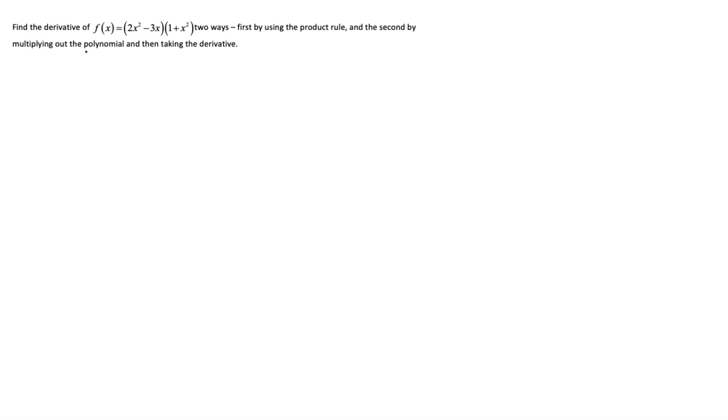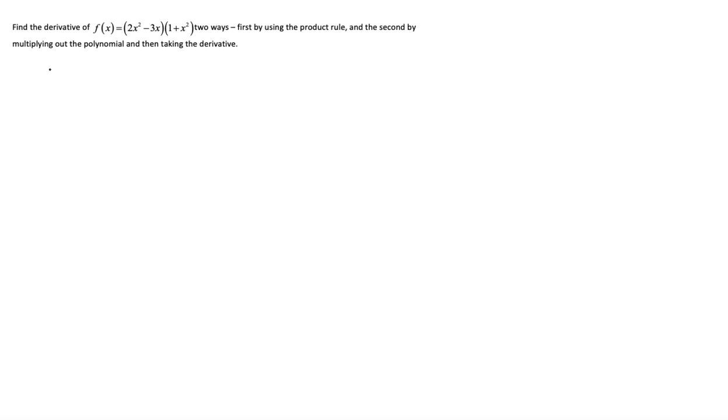All right, we want to find the derivative of this function. We've got f of x equals 2x squared minus 3x times 1 plus x squared. And we're going to find this two ways. First, we want to use the product rule. And then the second way is we're just going to FOIL this out, and then we can take the derivative of that. So let's see what we mean.